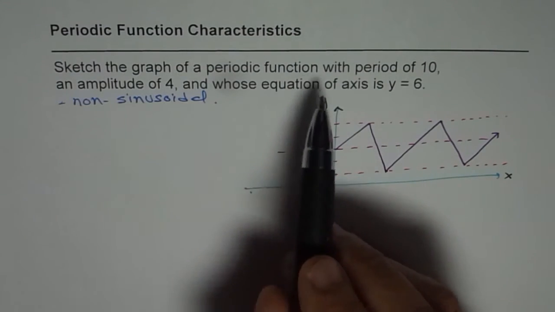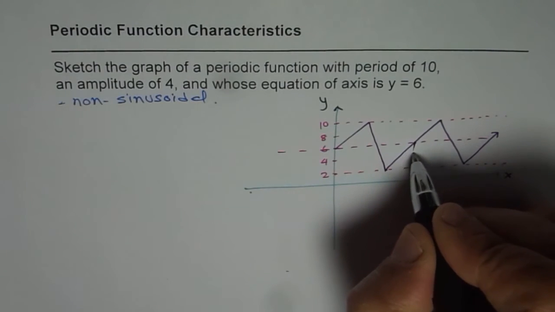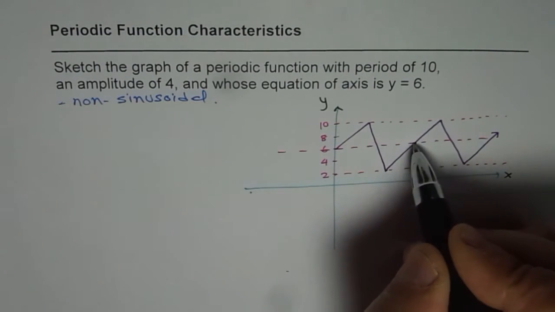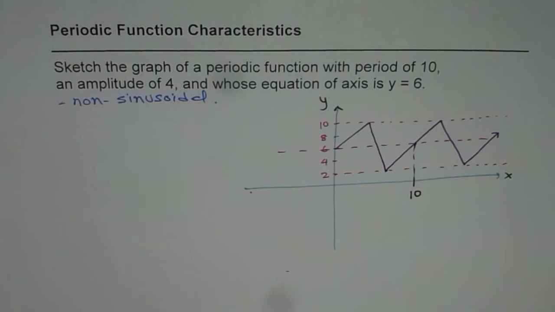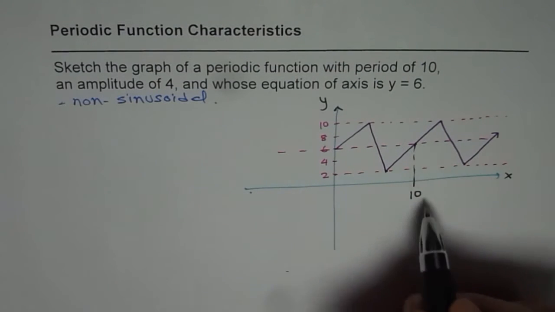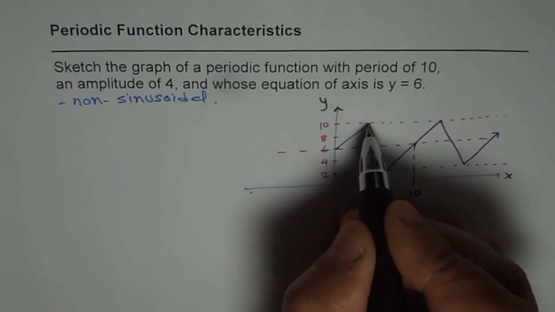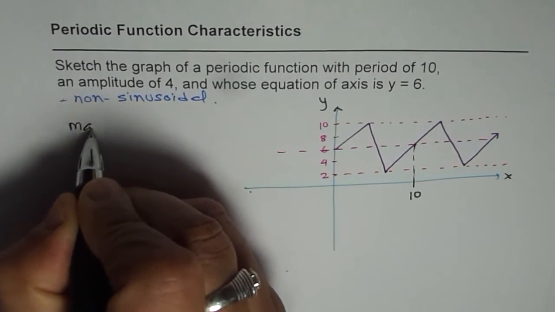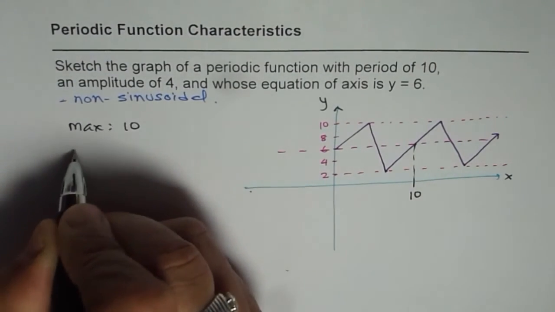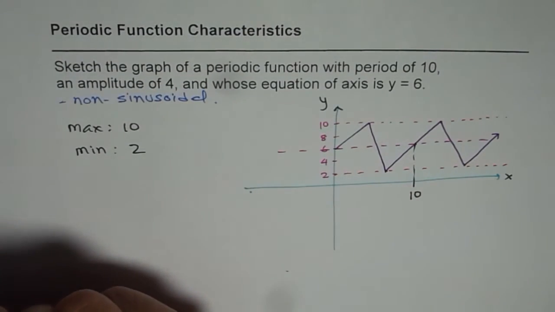Now we want the period to be 10. That means this function is repeating. This is one cycle, right? This is one cycle which is being repeated. So that should be at 10. Do you understand? So that is how you could do it. Now the cycle repeats. So this represents a periodic function whose maximum value is 10. Minimum value is 2. These are the characteristics for us, right?